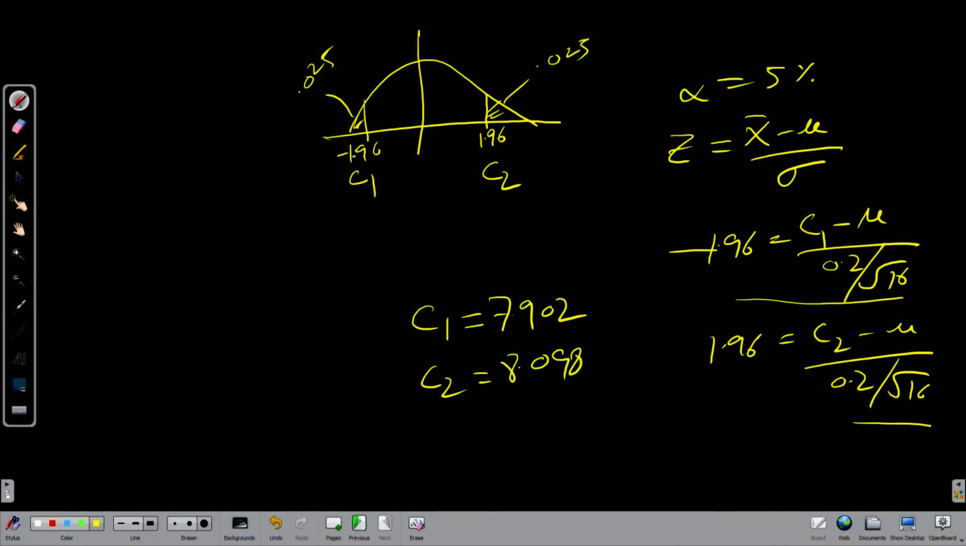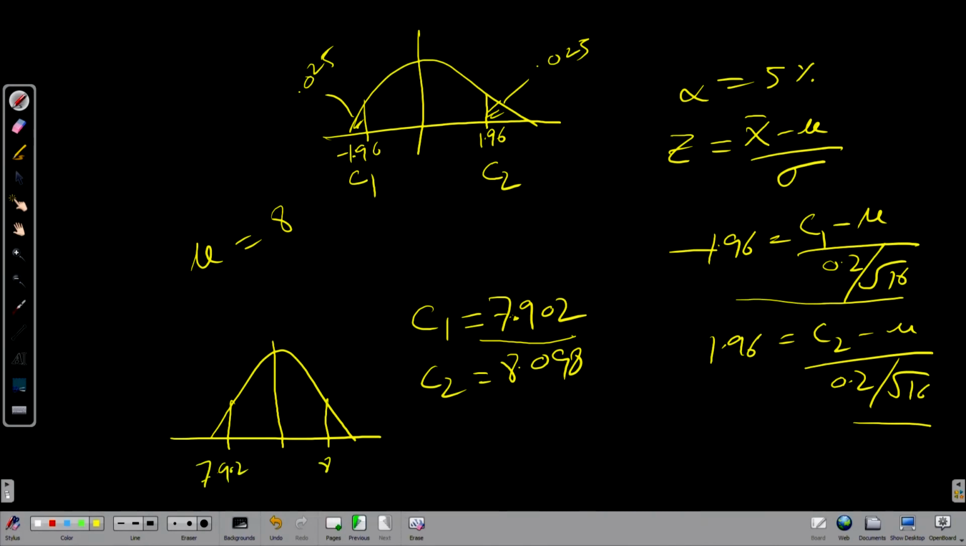So my hypothesis is mu equals 8. My rejection region will start from 7.902 to 8.098. That means here I'm drawing the graph again. So if this is the thing, this is my rejection region, 7.902, and this is 8.098. Fine. So this is my rejection region.